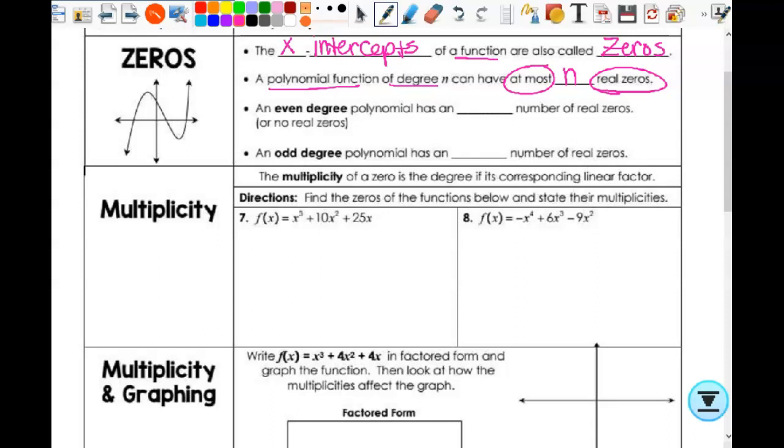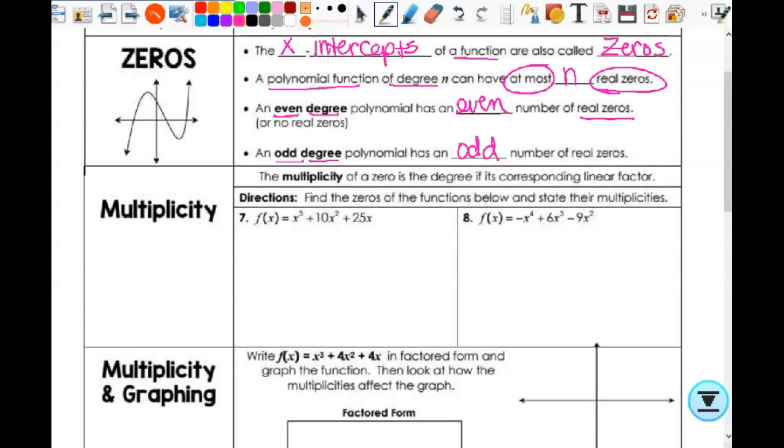So if I have an even degree polynomial, it has an even number of real zeros. So if I have a 4th degree polynomial, I'm not going to have 3 real zeros and 1 imaginary zero. It doesn't work that way. We'll talk about why more towards the end of this lesson. And then if I have an odd degree polynomial, it has an odd number of real zeros. And again, we'll talk about why once we actually talk about the imaginary parts.